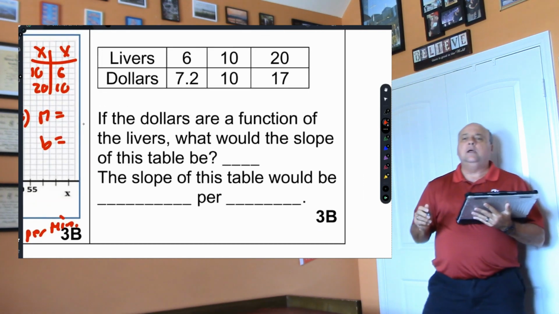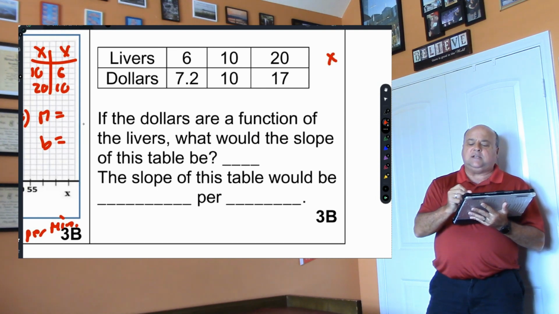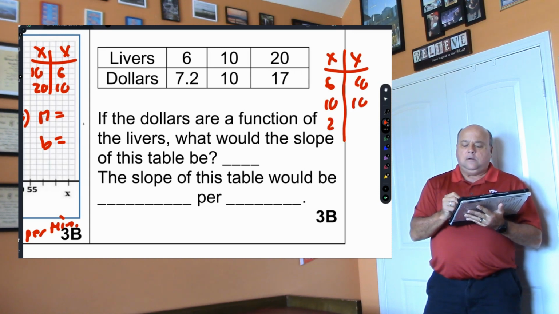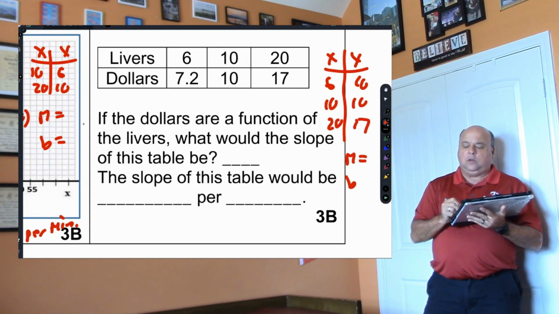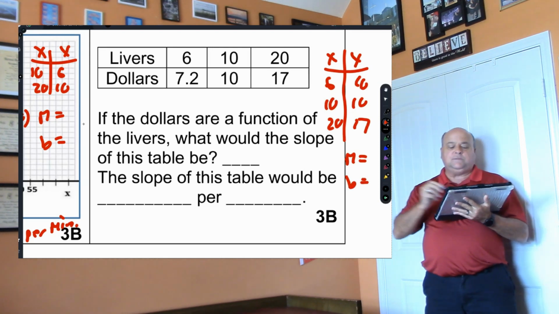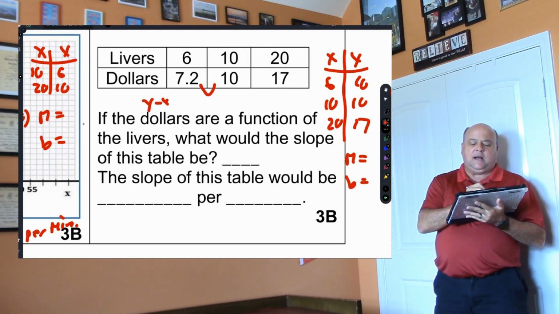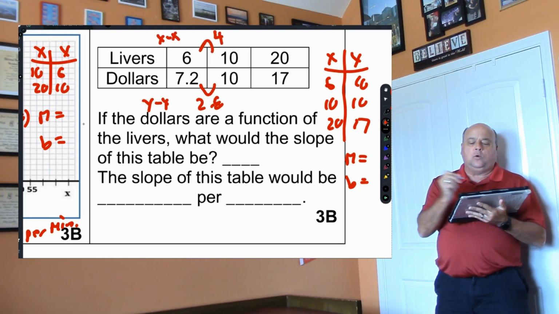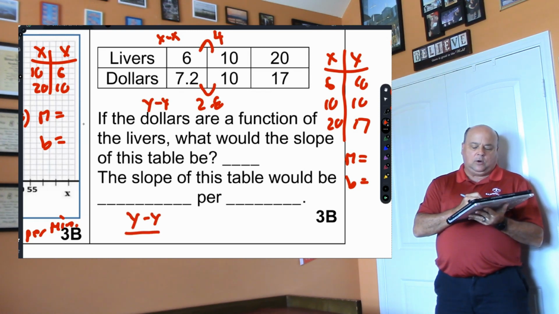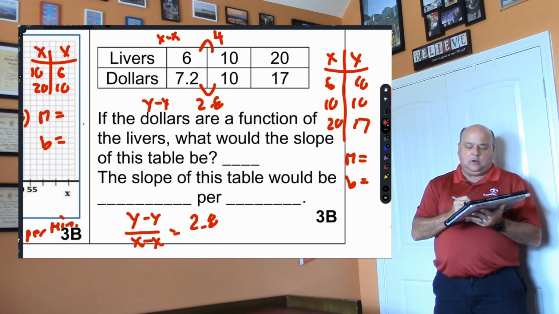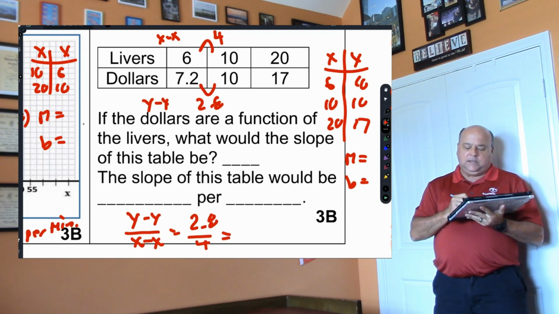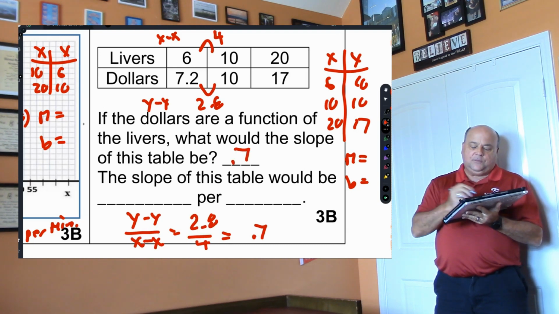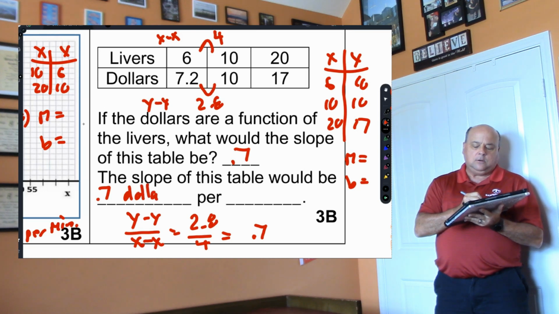Okay, we're going to get our slope. You can put this into a spreadsheet and do this. I'm going to do it by hand to save the time. So if you put this into a spreadsheet, okay, you're going to get your m equal and your b equal, right? I'm going to do this by hand. So this right here is going to be my y minus y, which is going to be 2.8. This right here is my x minus x, which is 4. And if I put y minus y over x minus x, I get 2.8 over 4, which is going to be 0.7. So that means each liver costs 70 cents. So 0.7, the slope would be $0.7 per liver.